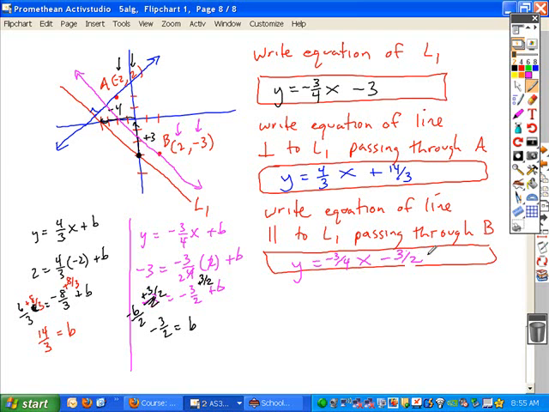Minus 3/2. And let's see, is that consistent? Does it look like it passes through about negative 1.5? Now it's even more consistent with our diagram. So these would be your equations based on that given information.